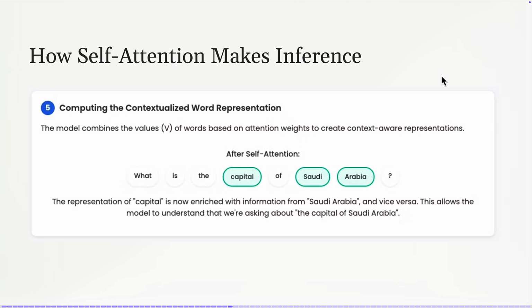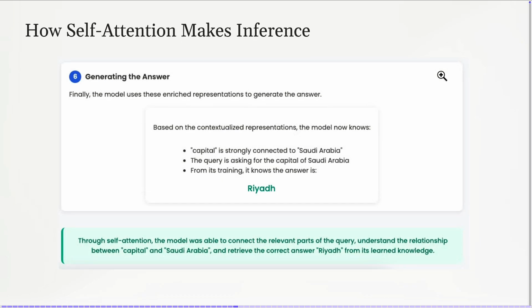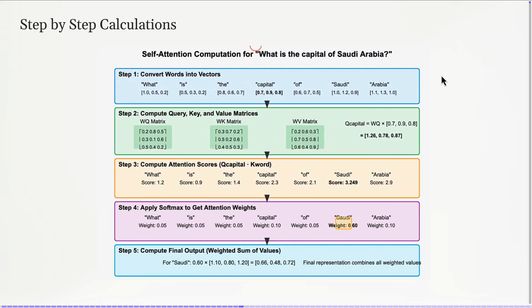So this is the overall landscape of how self-attention works. And at the end, based on the most important tokens that were identified in the self-attention scores, the model will likely be able to predict that the next token could be Riyadh based on the question. So now I'm going to redo the same cycle, but with all details. This is just an overall picture of how the self-attention works.